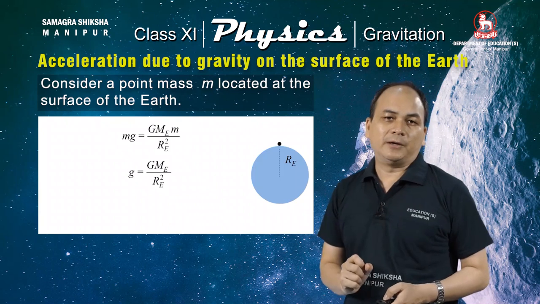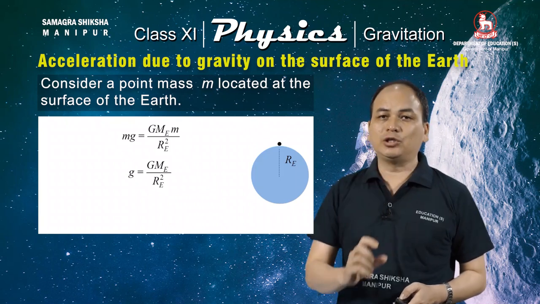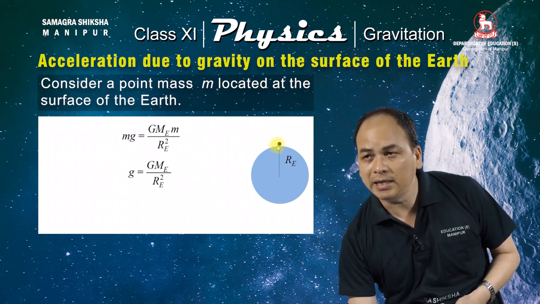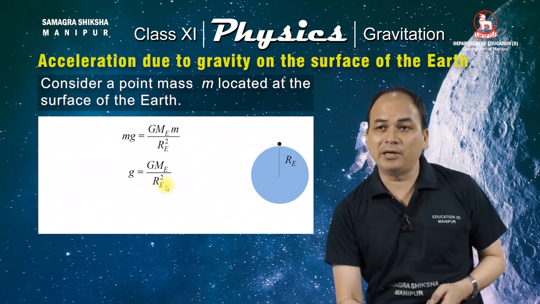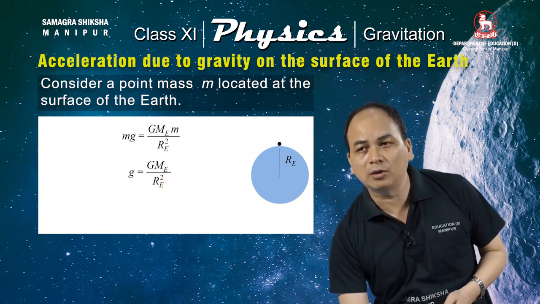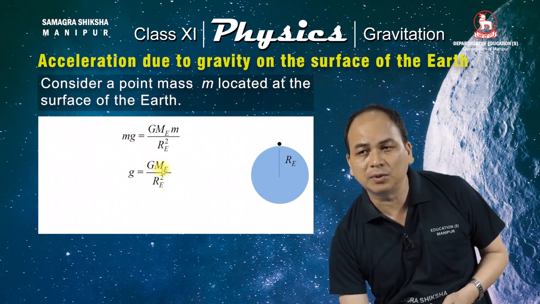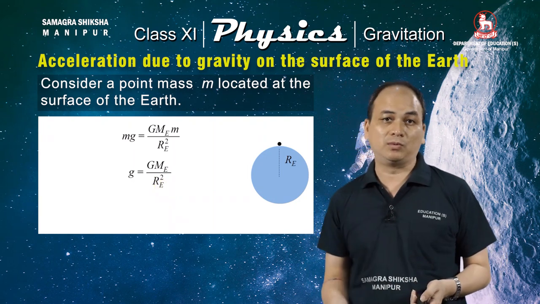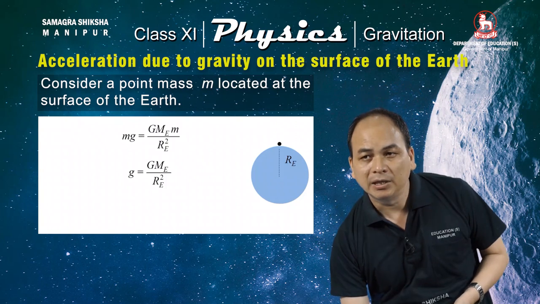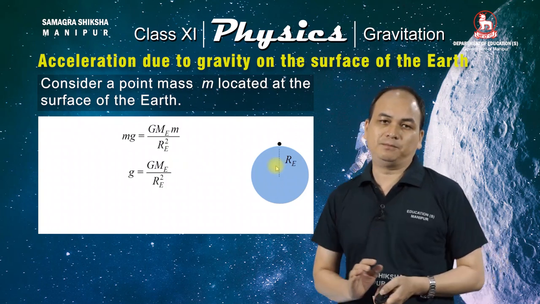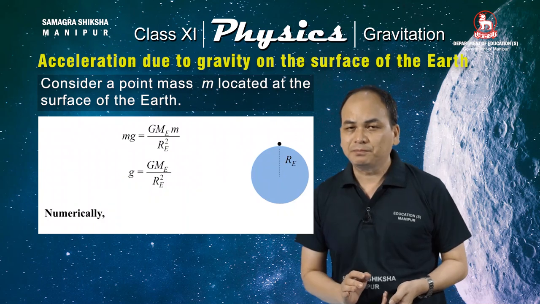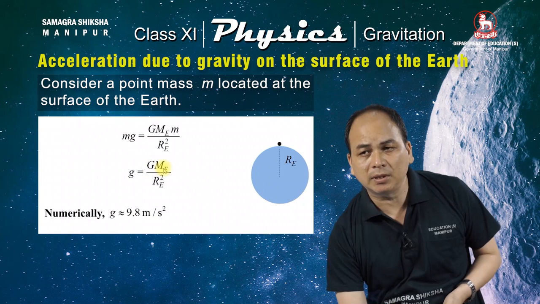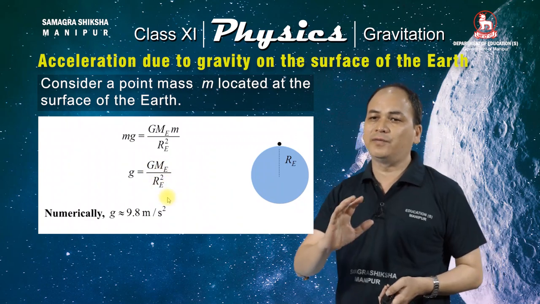This is a very important relation that you should know. The acceleration experienced by the point mass depends on the gravitational constant, the mass of the earth and the radius of the earth. It does not depend on the mass of the object, so g is a property of the earth. Numerically, we can calculate the value of g by putting in the mass of the earth and the radius of the earth, roughly on the surface of the earth.